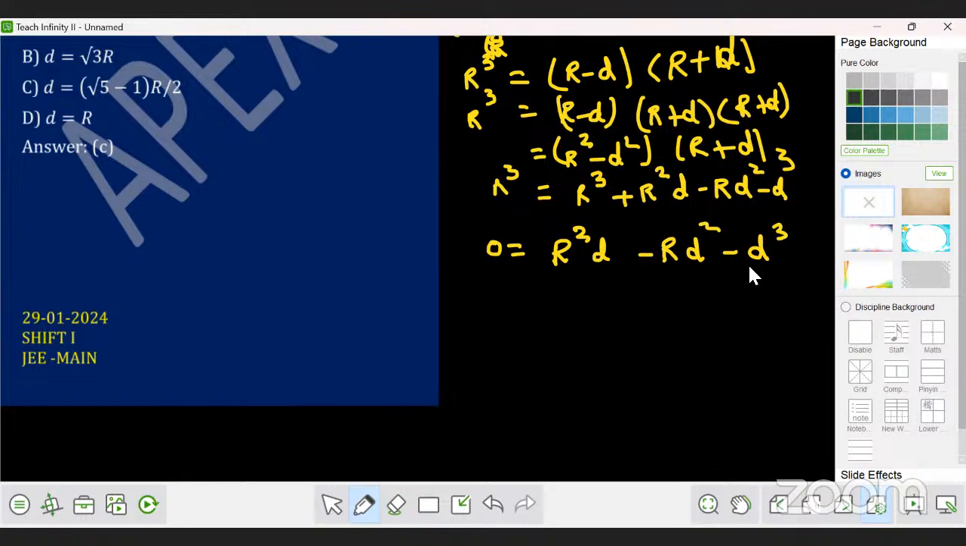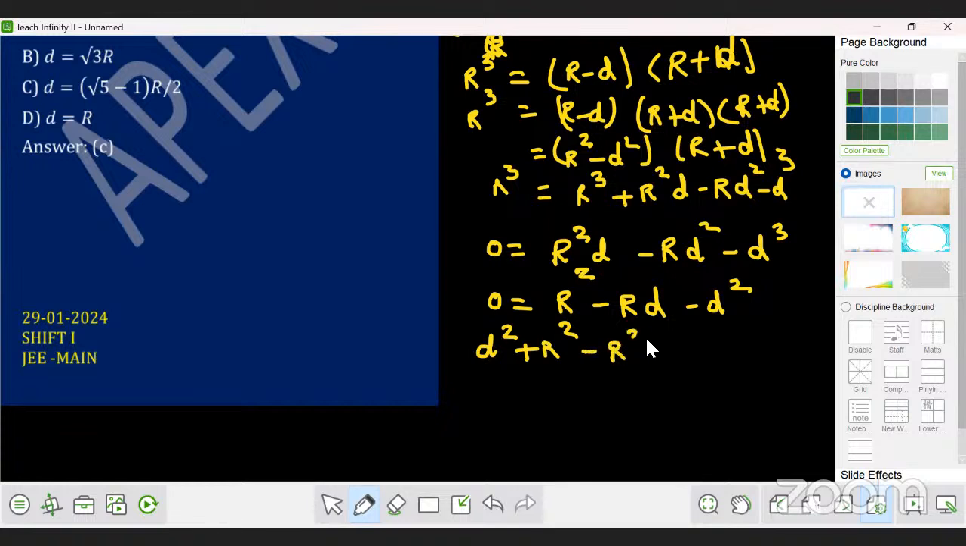Of course, d is common here everywhere. If you take d common, it will go into the 0. So 0 will be equal to, sorry, r square minus r d minus d square. One d will be cancelled everywhere. Now finally the equation is d square plus rd minus r square equals 0.